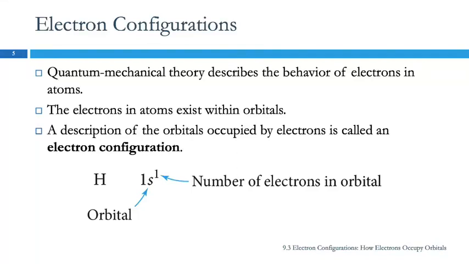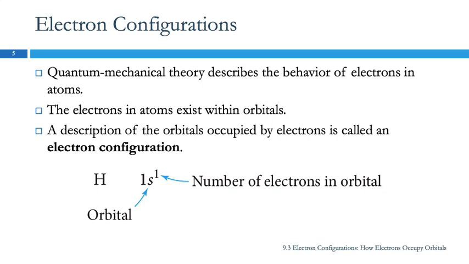So quantum mechanical theory describes the behavior of electrons in atoms. We talked about this a bit in chapter 8, and my general conclusion is that electrons are very squirrely and hard to understand. Right? They can be a wave, they can be a particle, we can't know exactly where they are and how fast they're going, etc. But what we do need to just be okay with is that electrons exist in spaces called orbitals.